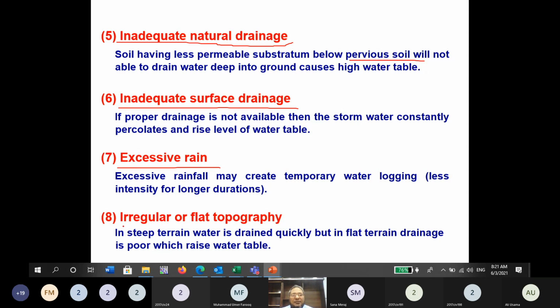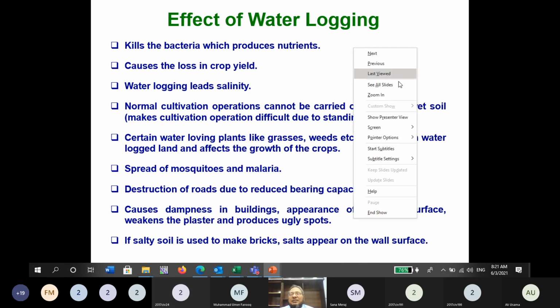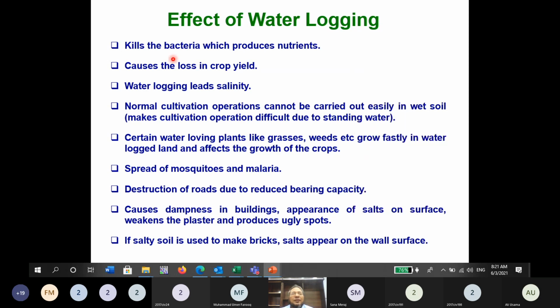Number 8 is irregular or flat topography. As we discussed, in Sindh most of the part is flat, and in flat lands, as there is no better surface drainage, the water table rises and it causes waterlogging. Now the next topic is the effect of waterlogging. What are the consequences of waterlogging? Number 1 is that it kills the bacteria which produce nutrients.